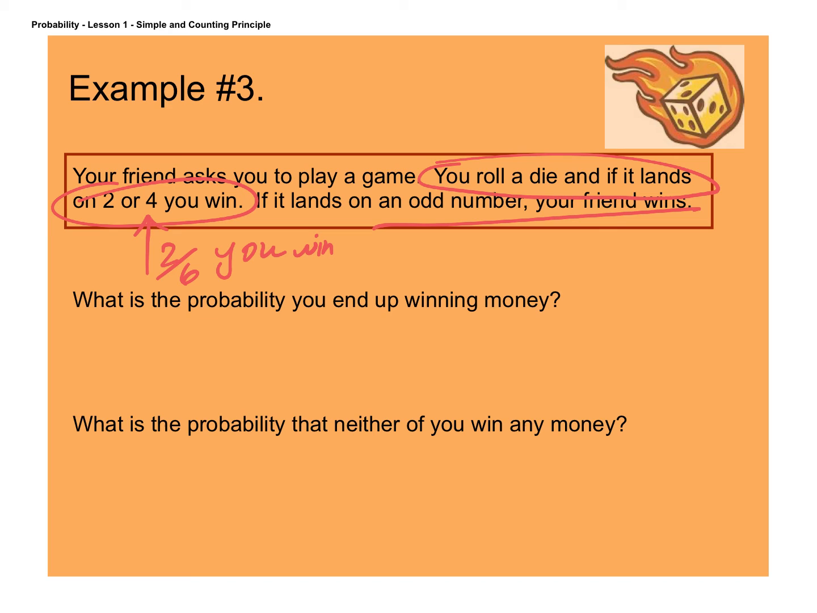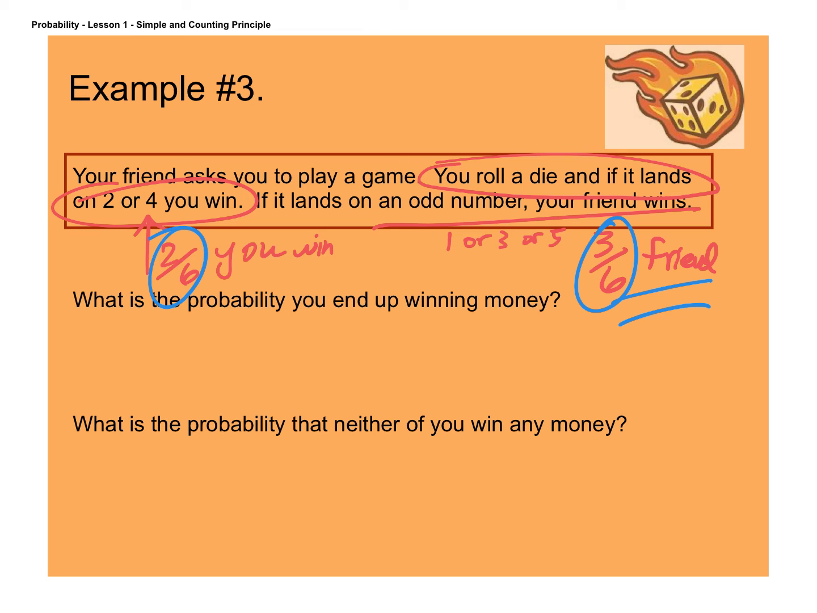But your friend gets an odd number. That could be a 1 or a 3 or a 5. You see how they have 3 different ways to win? They have a 3 in 6 chance for your friend. They have a better probability than you. They have a 50% chance. You have a 2 in 6, which is like a 1 in 3, which is like a 33% chance. Your friend is more likely to win.